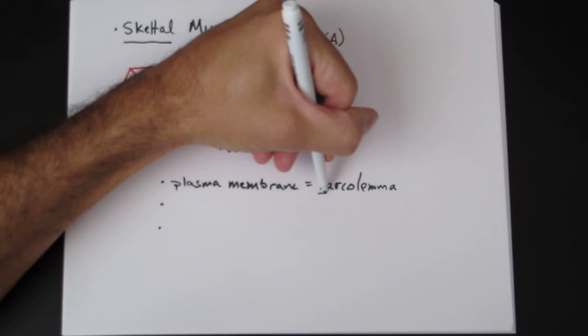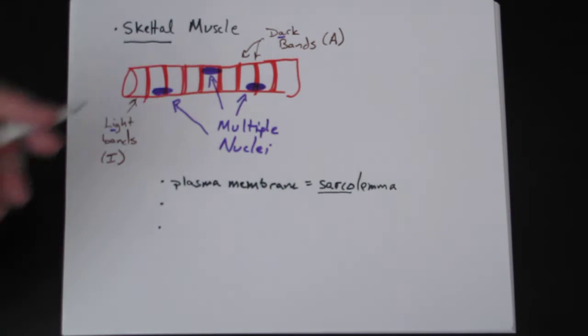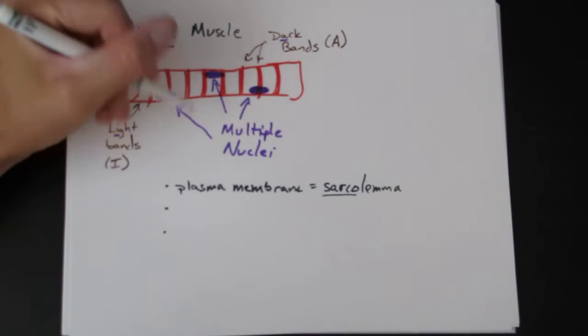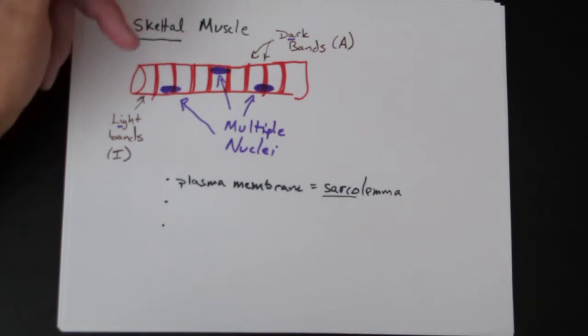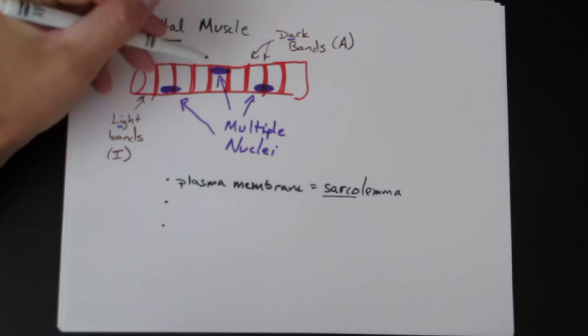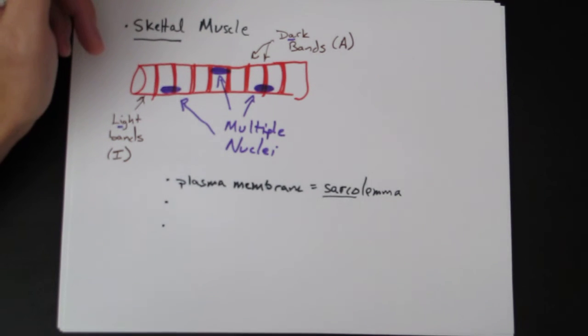Remember that prefix sarco means flesh. And we only see that prefix sarco associated with muscle. We're going to see it a couple more times as we talk about skeletal muscle anatomy and physiology. So the plasma membrane of these cells is called the sarcolemma, and the nuclei are pushed towards the sarcolemma, and as a result of that, they are very easily visible.